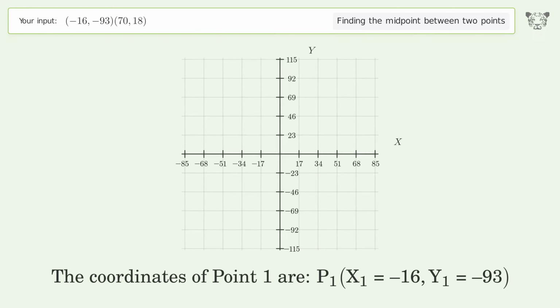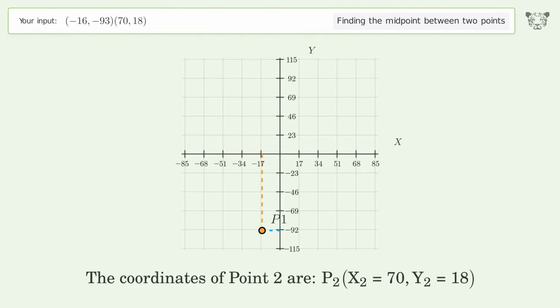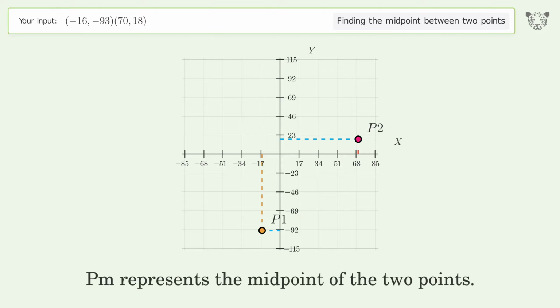The coordinates of point 1 are, x1 equals negative 16, y1 equals negative 93. The coordinates of point 2 are, x2 equals 70, y2 equals 18. PM represents the midpoint of the 2 points.